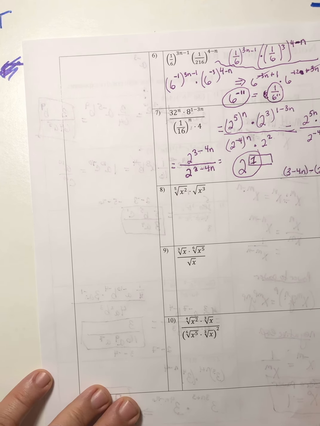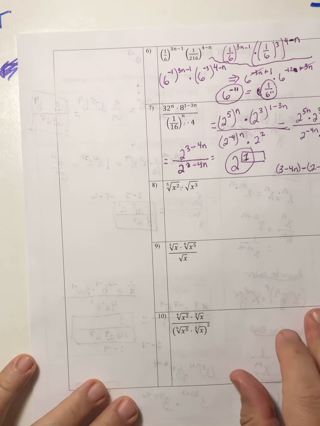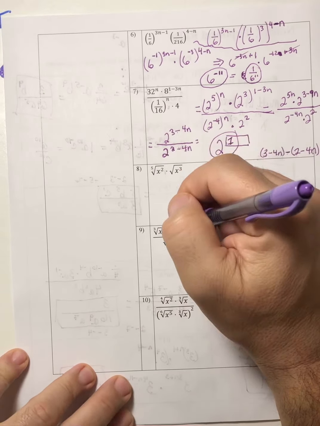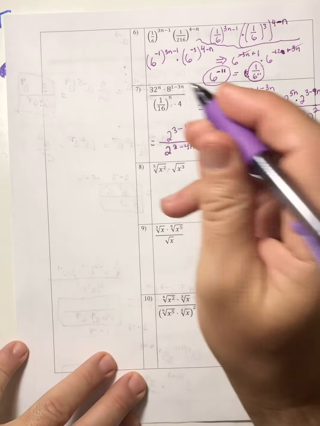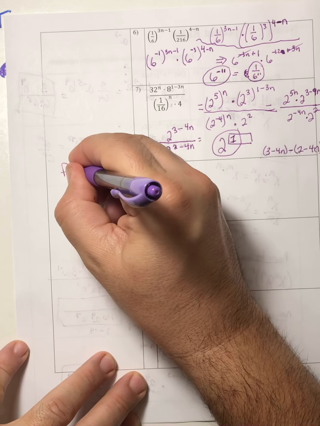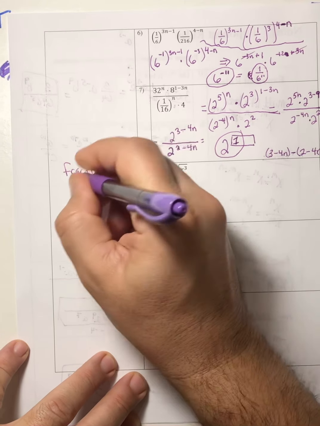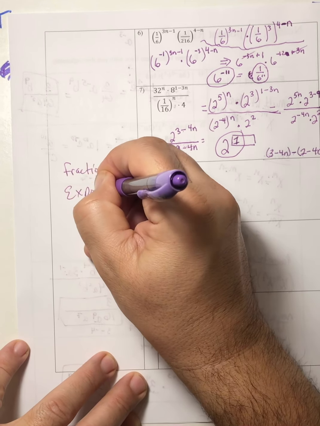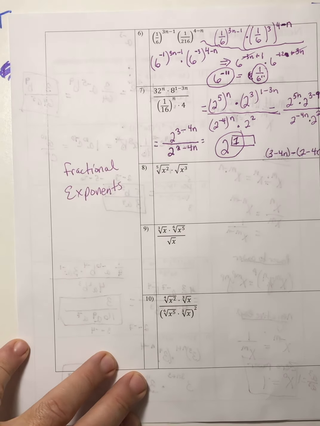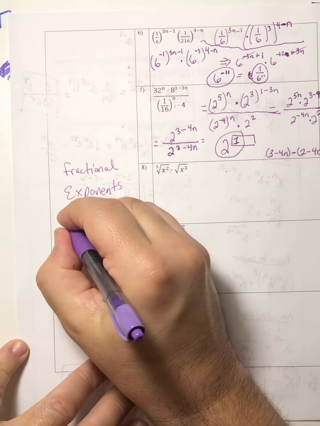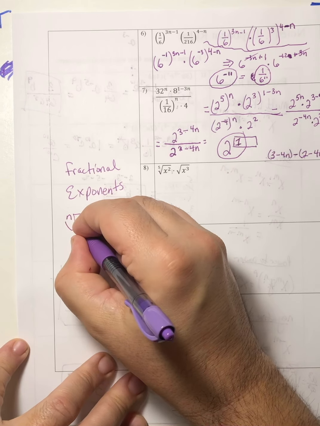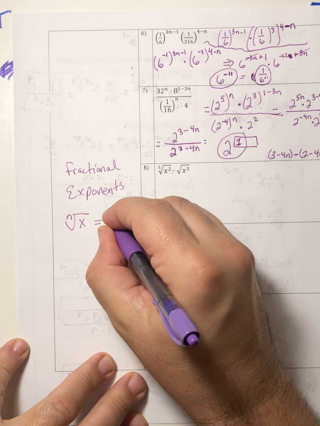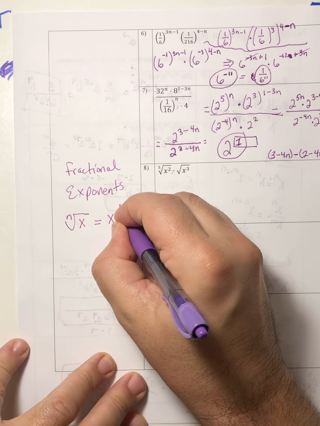Uh-oh. Radicals. Oh, there's our last rule of the day. How do we take care of radicals? We have to change radicals to exponents. So that's this rule right here. That's your fractional exponents. The nth root of x is equal to x to the power of 1 over n.